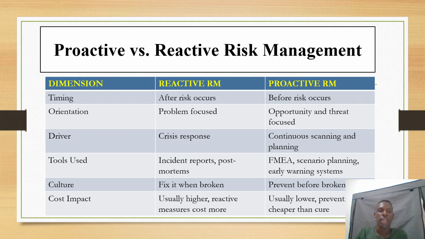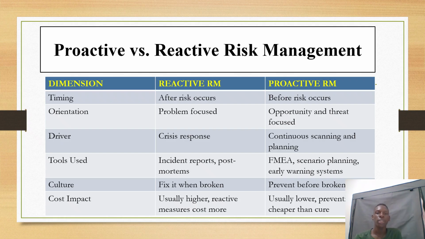Then going to the next slide, we have proactive versus reactive. Reactive is where you react to the risk after it has occurred, but proactive, you prevent it before it occurs. So this was the comparison between these risk management techniques. In the dimension of timing, reactive is taking action after the risk occurs, whereas under proactive, you take the action before the risk occurs.